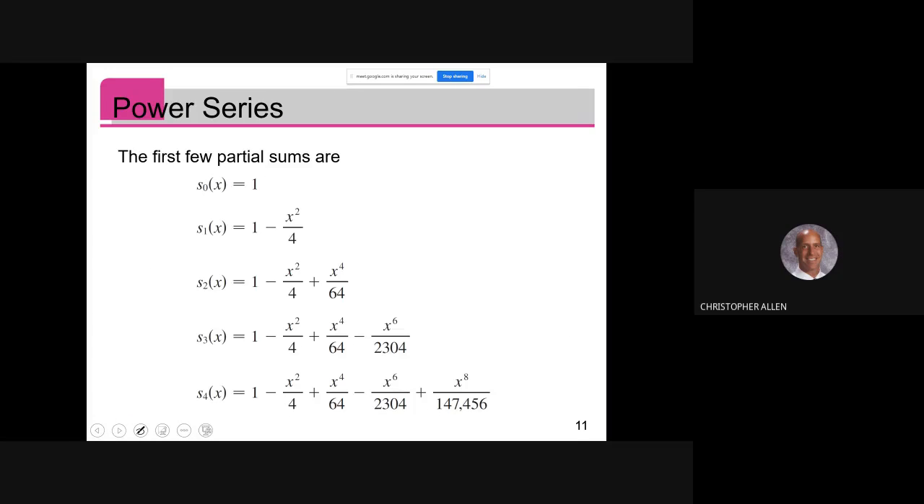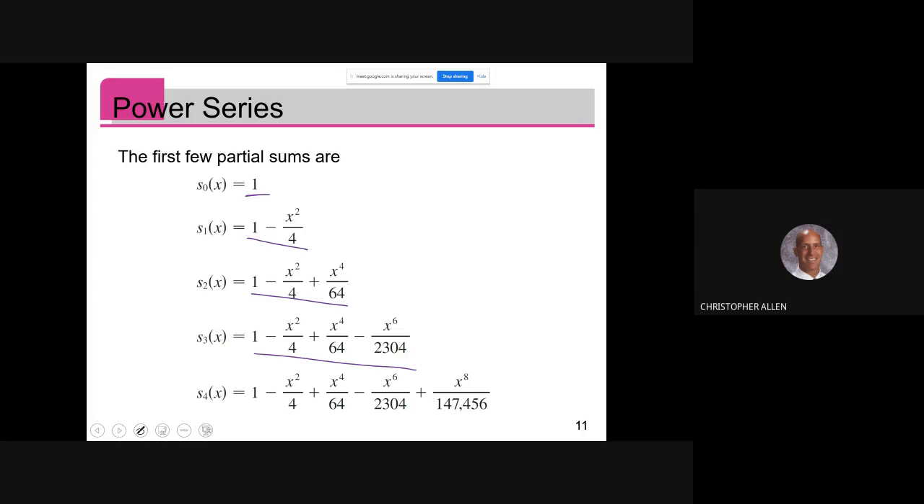Here are a few of those first partial sums. So this is actually very similar to our warm-up. Didn't we have that for our warm-up for the first one? So there's the first partial sum. The second partial sum, it's not too bad. Then here's the second, and then the third.